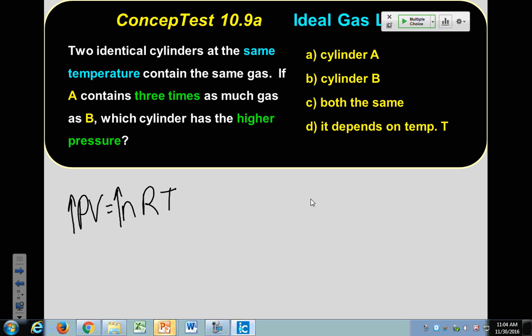You'll see some questions like this just asking you to think about the ideal gas law and how different things affect other variables. But in this case, if I put more gas into the container, the molecules interact more, they bounce off the walls more. That gives you a higher pressure in the container.